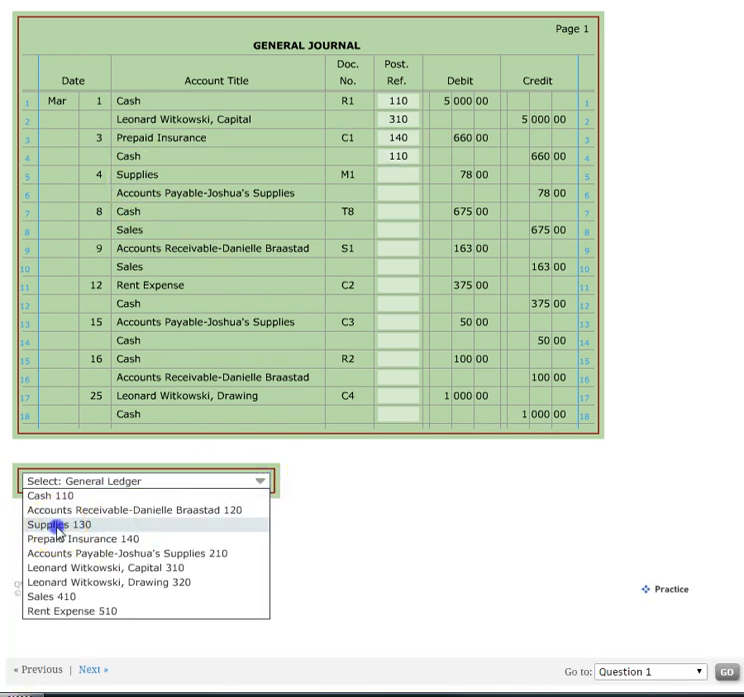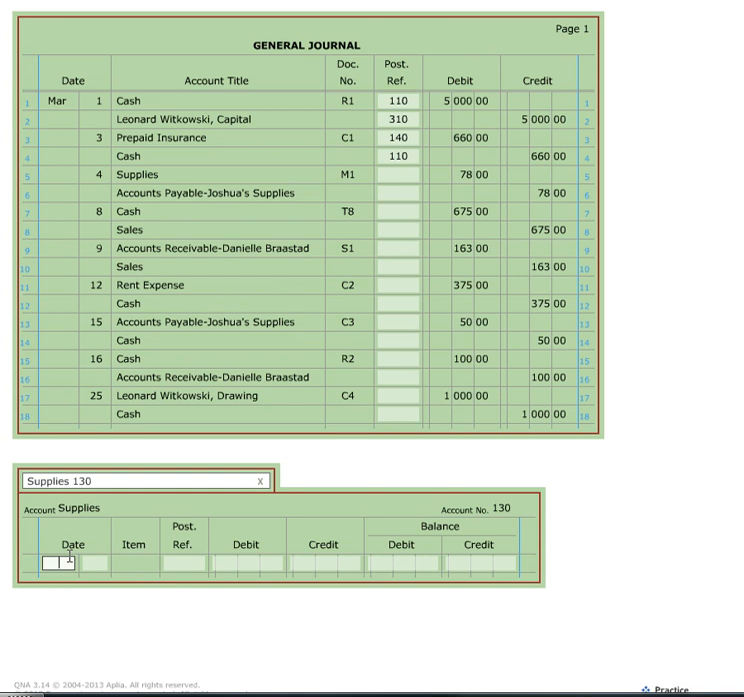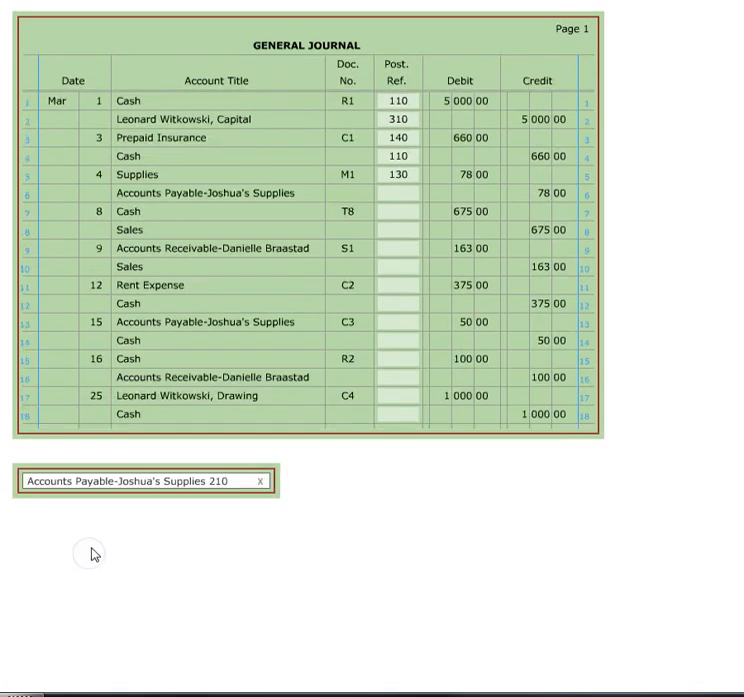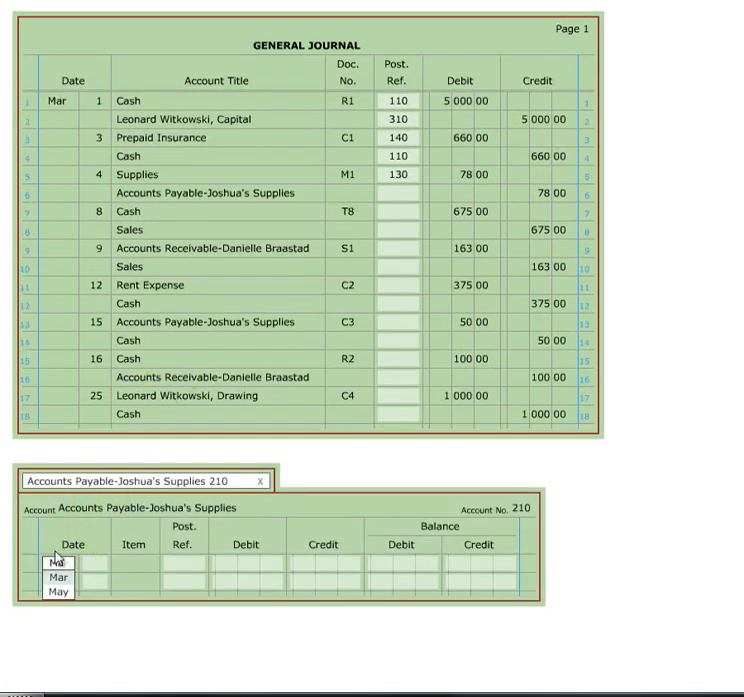Supplies. And that is on March 4th. General Journal, page 1. And $78. And I now have a debit balance of $78. Show you posted that to 130. Accounts payable, Joshua Supplies. Okay, March 4th. General Journal, page 1. That's a credit of $78. So you have a credit balance of $78.